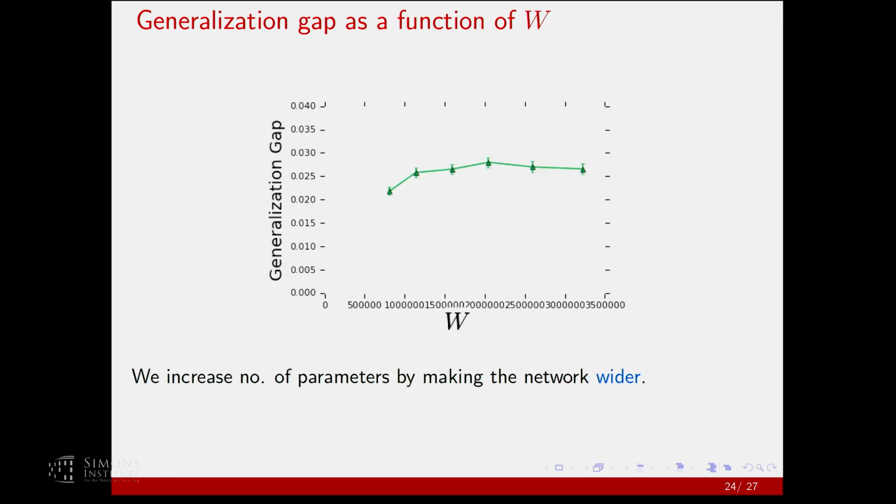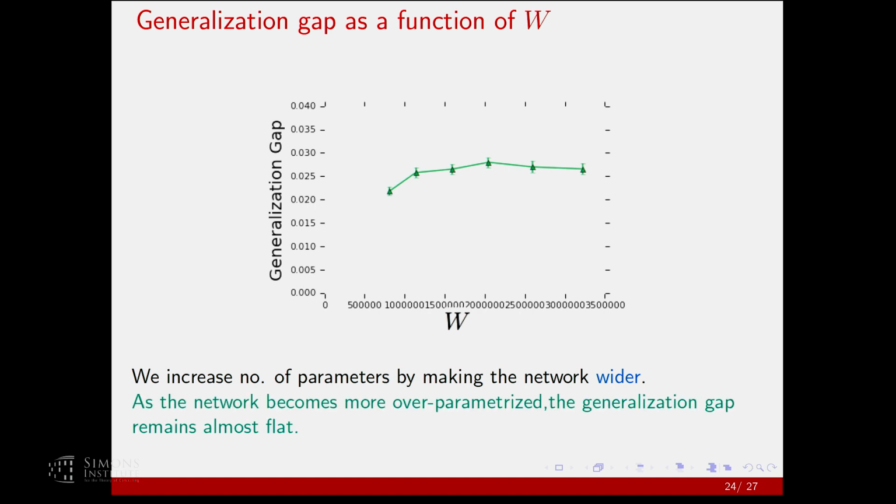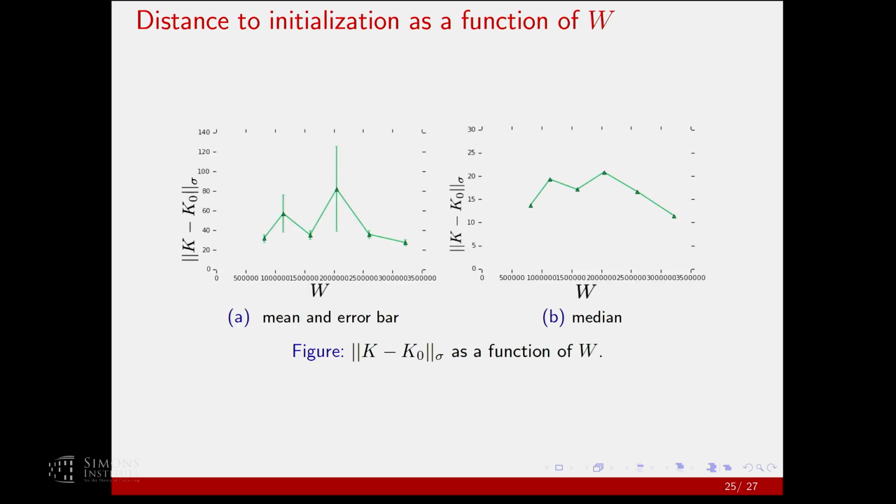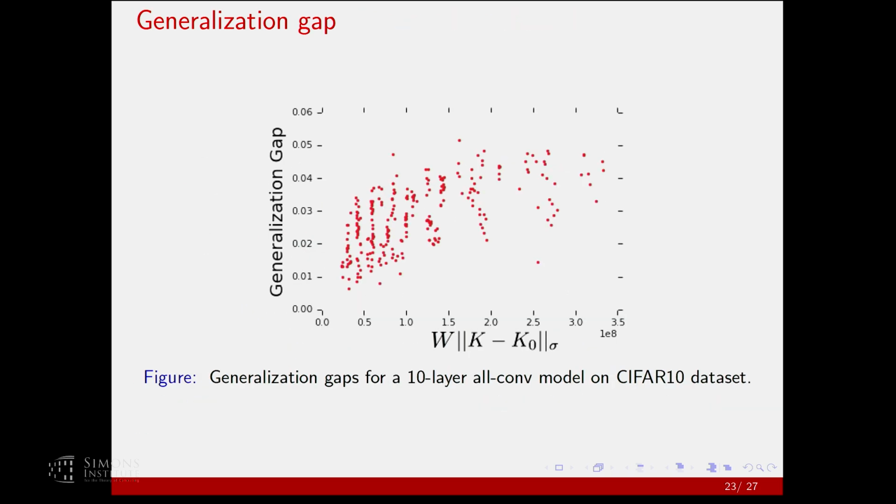So we did further analysis. Let's look at generalization gap as a function of W, which is the total number of parameters. What I did here is that I increased the total number of parameters by keeping the depth fixed, but increasing the width of the network. And as we can see, as the network becomes more and more overparameterized, the generalization gap remains almost flat. Another thing that we looked at is not predicted by your theoretical bounds, right? What is predicted by our theoretical bounds is the first plot. But then we dug further to look into what's going to happen.